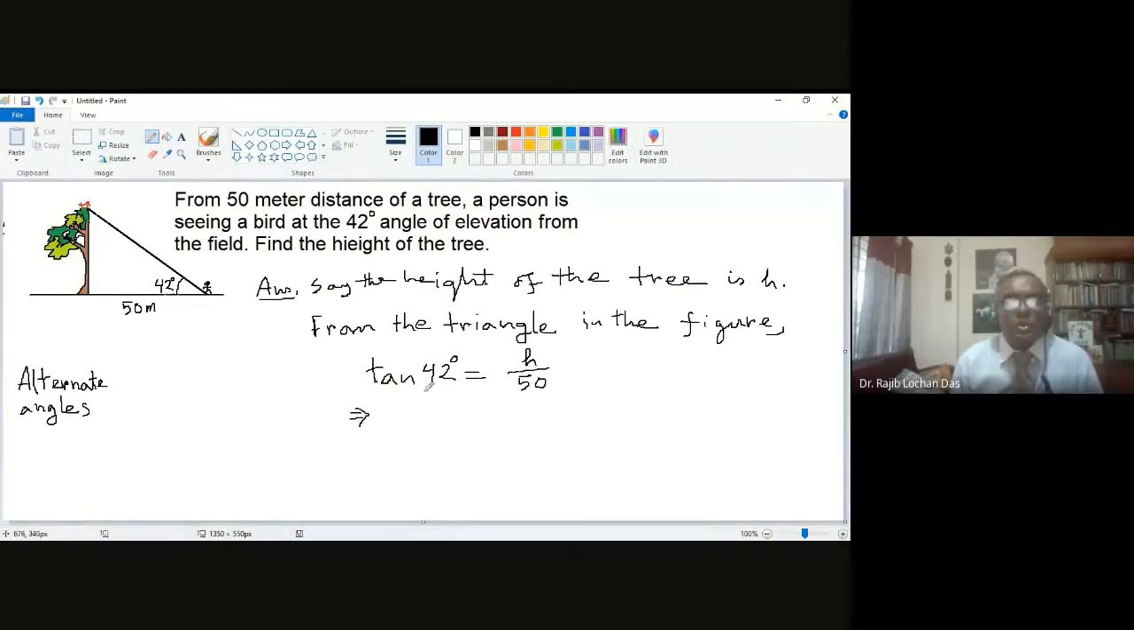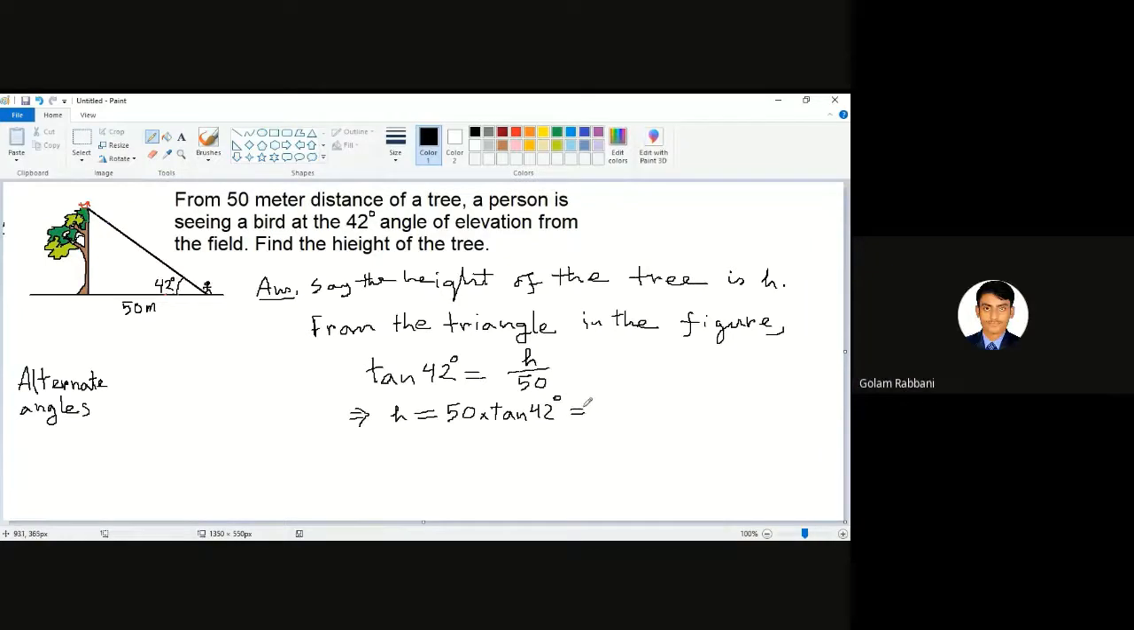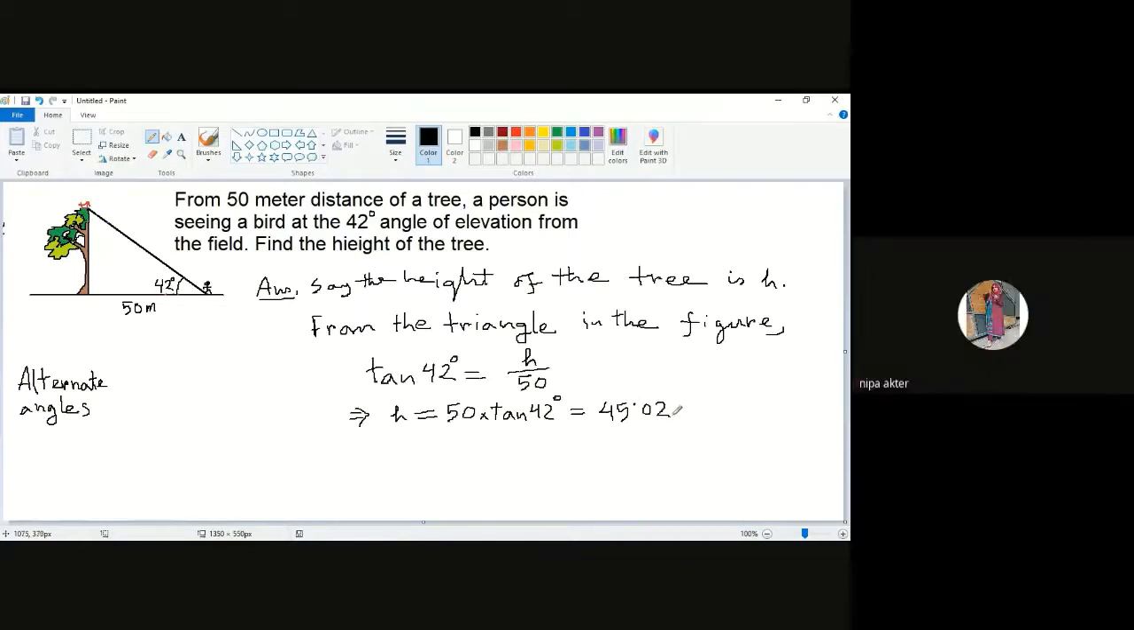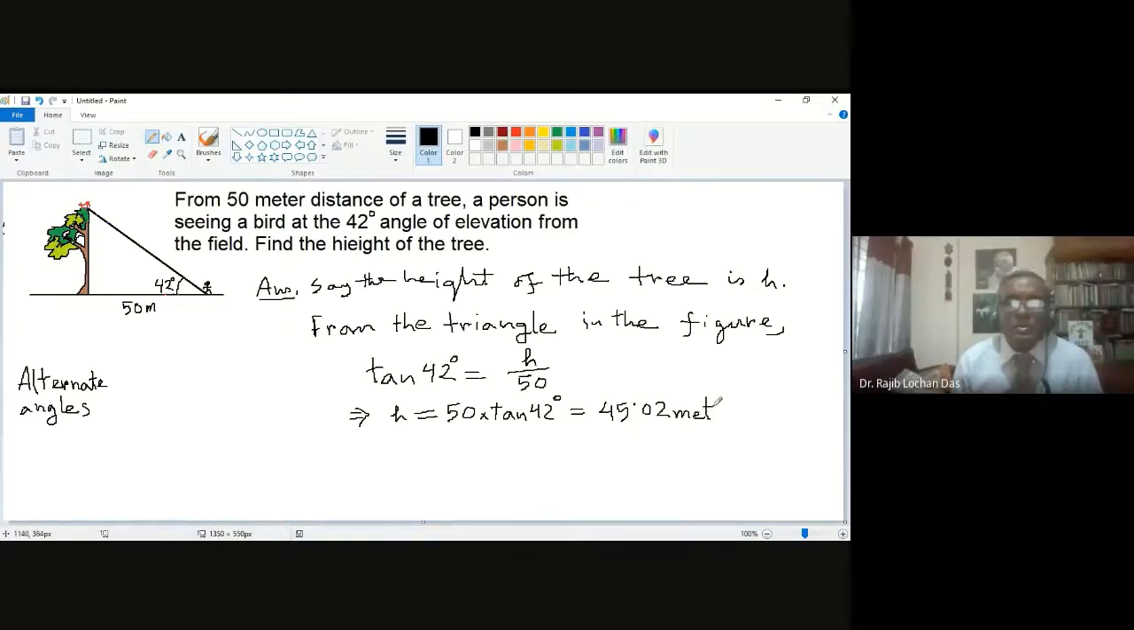So you will use your calculator now and find it out. 50 into tan 42 degree. So 50 into tan 42 degree. What is the answer? Sir, 45.02. 45.02. So is that okay? Everyone is getting the same answer, and it is in meters. Yes, sir. Okay, so this is the height of the tree.